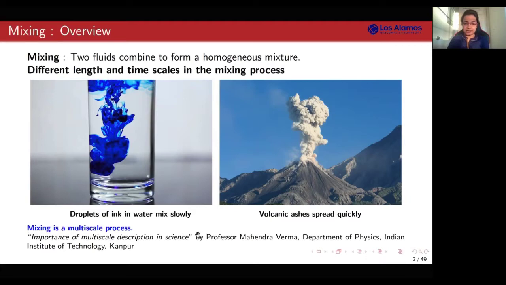Now, there are experts of multiscale phenomena in the audience today. For example, this is a very nice, physically motivated review article, an excellent read, by Professor Mahendra Verma.